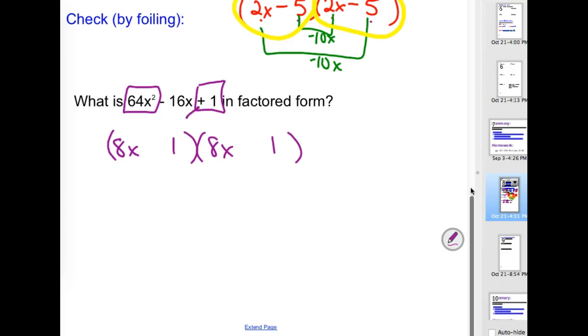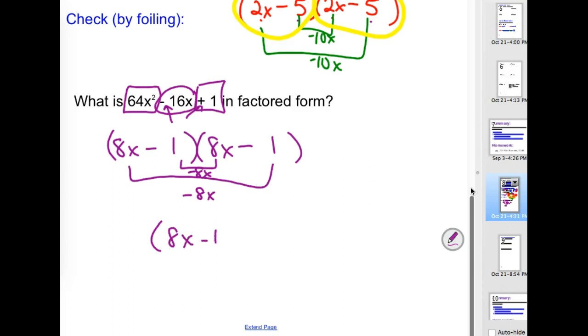And since our last term is positive, but our middle is negative, that tells me I need my two negative signs. So we know we've gotten the 64x squared, the F part of FOIL, and we know we have the 1, the L part of FOIL. We just have to check outsides and insides. And for both of these, we get a -8x, which gets us our -16x in the middle. So we would simplify this by simply writing 8x minus 1, quantity squared. We have two of those.